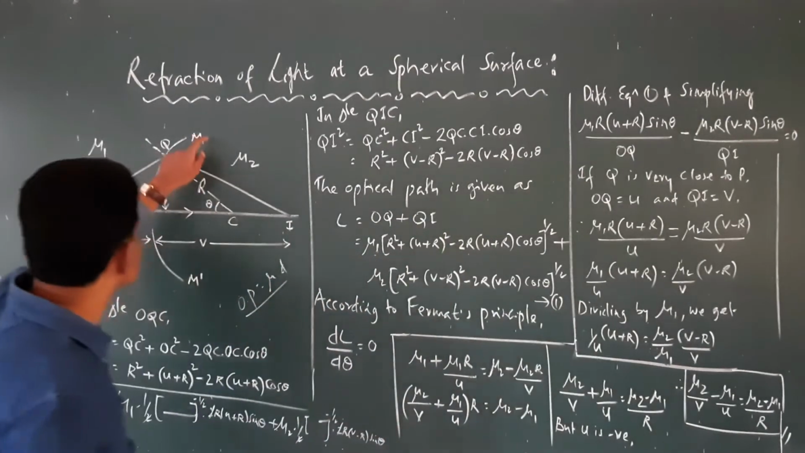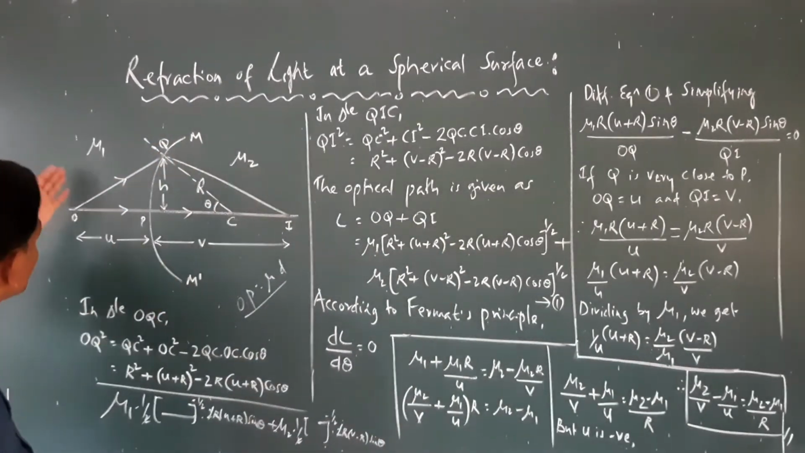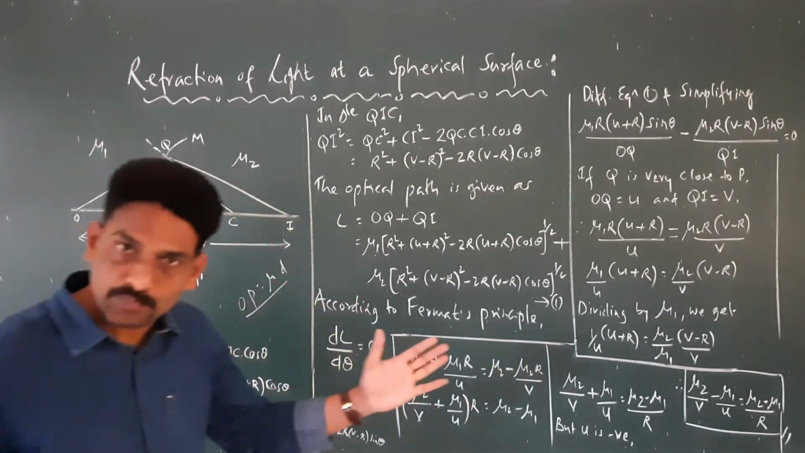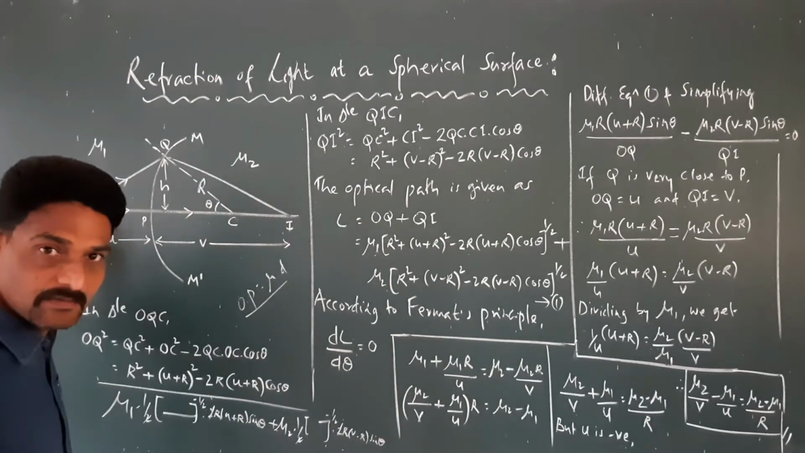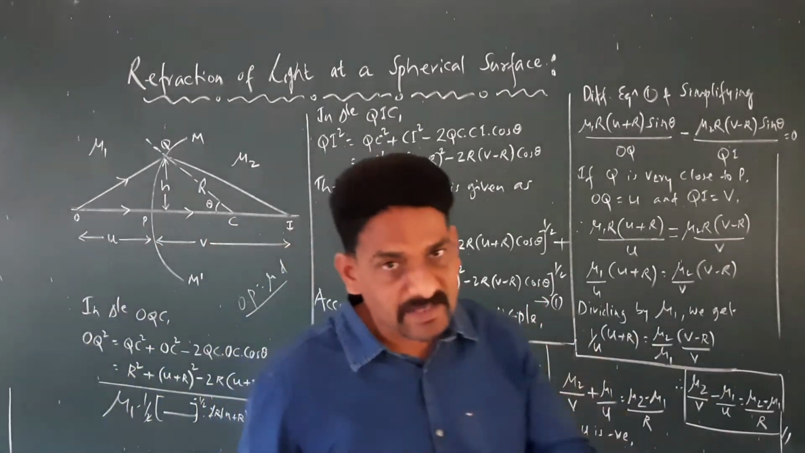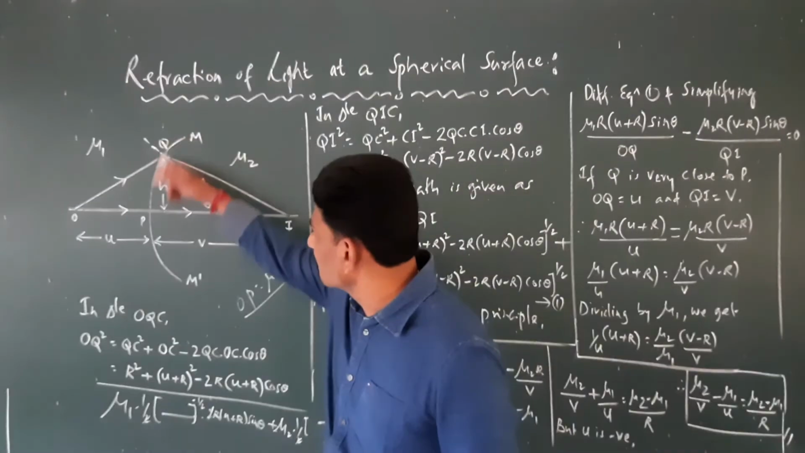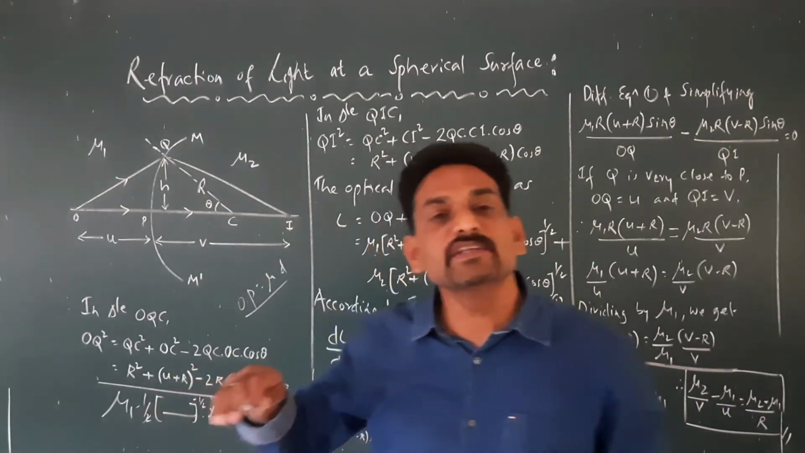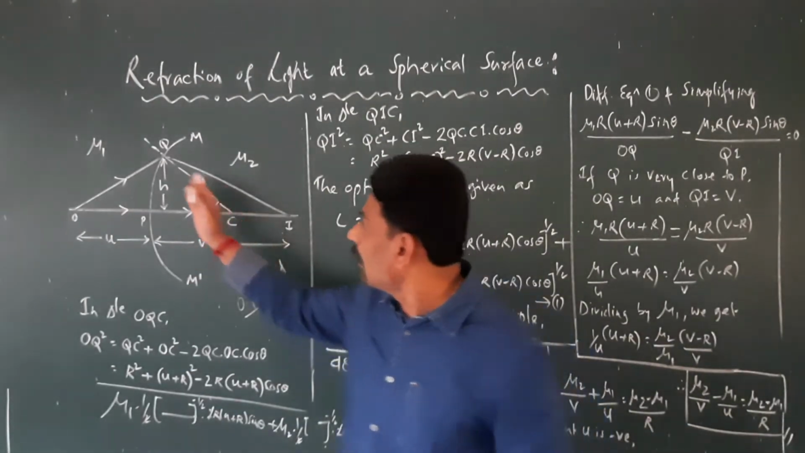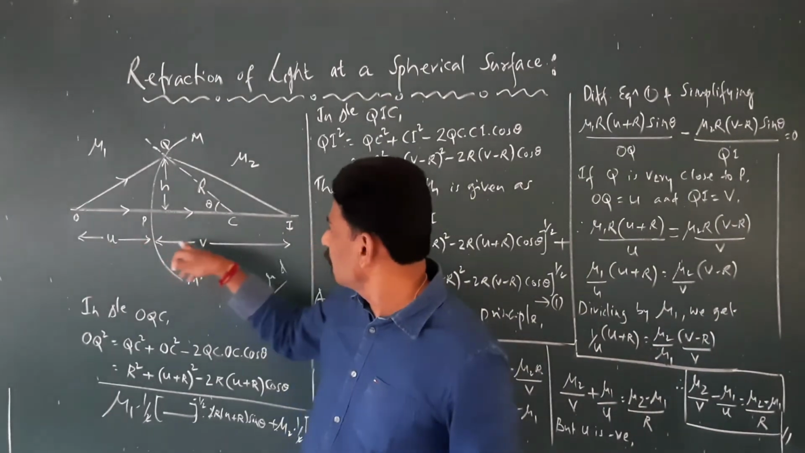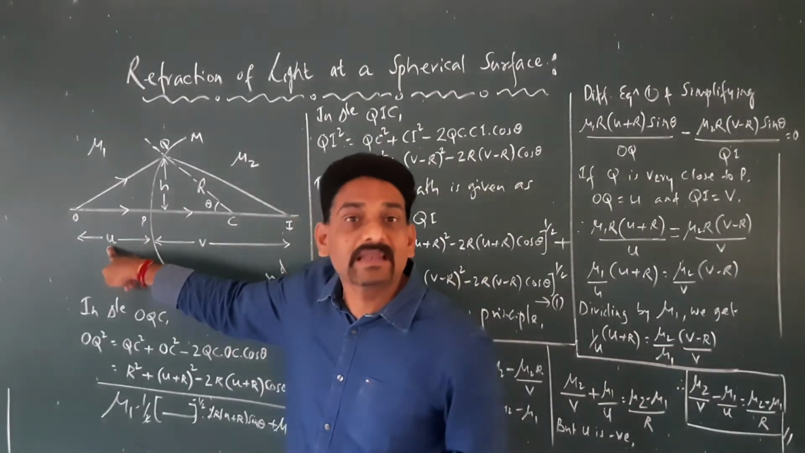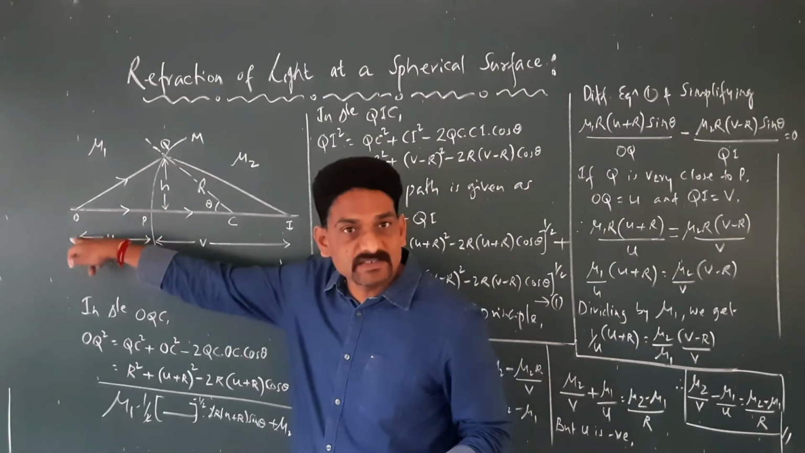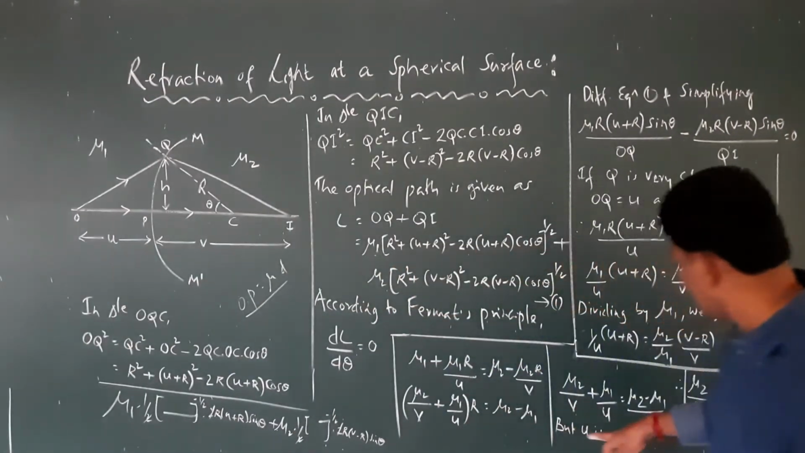If this is the spherical surface, and the ray of light is coming from the left side to the right side, then all the distances to the right side will be taken as positive, and all the distances to the left side will be taken as negative, just like coordinate geometry. So as per the sign convention, v is positive and u is negative. Since u is on the left hand side, we say that u is negative.